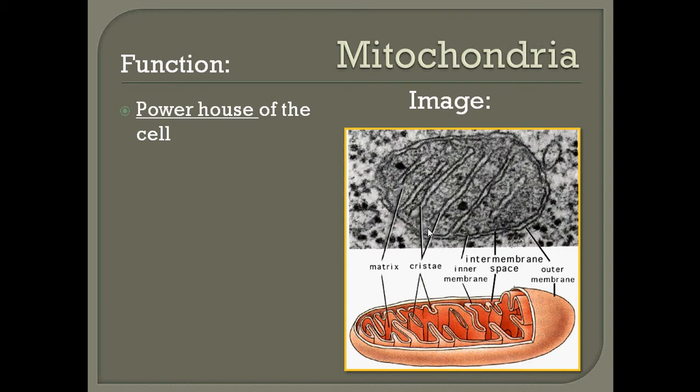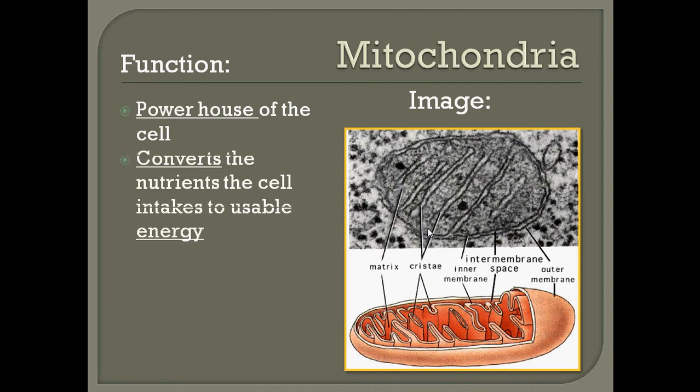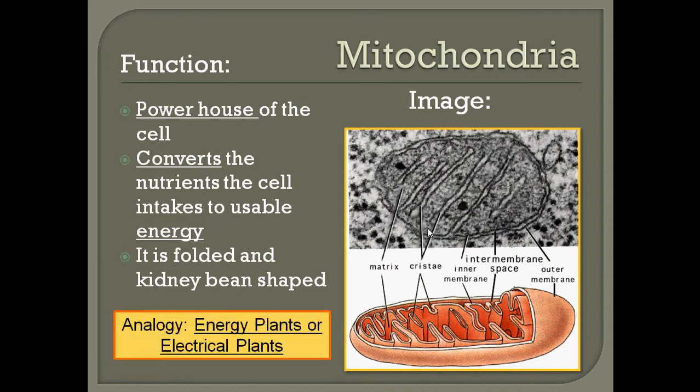The mitochondria, remember, you know it as the powerhouse of the cell, mighty mitochondria. This converts nutrients the cell intakes to usable form of energy. All things need energy, as we talked about, and your cells aren't excluded. It is folded and kind of like a kidney bean shaped when you look at it in all of our cells. Muscle cells have a lot of mitochondria. You need to convert nutrients to actually use as energy. Think about how much energy you're exerting when you flex. So the analogy is like an energy plant or electrical plants.